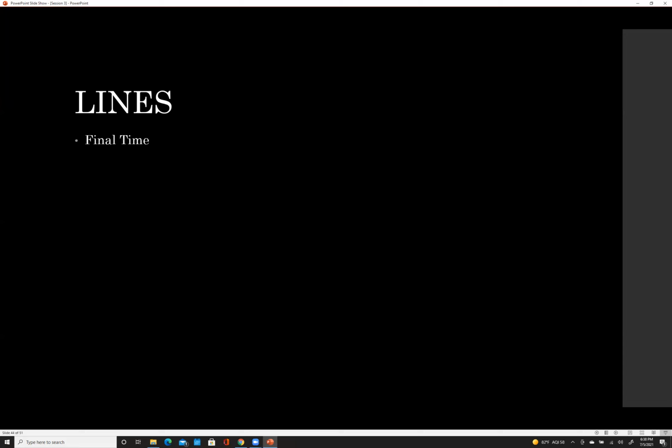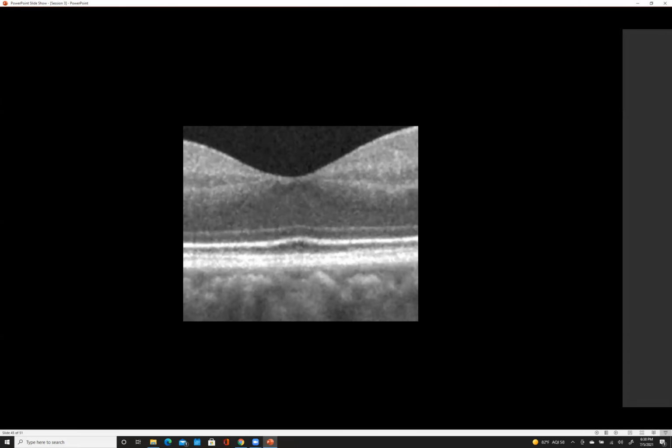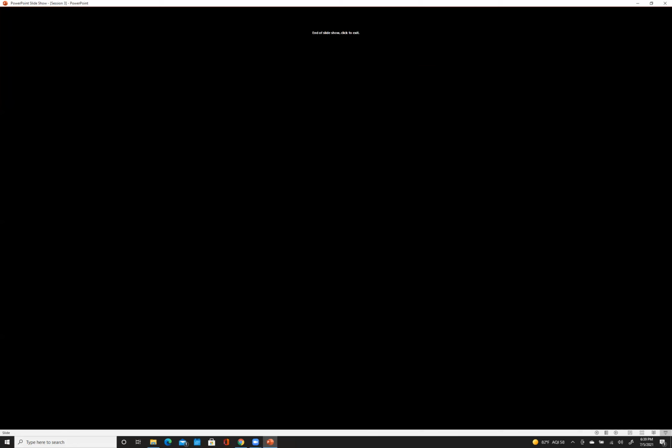Perfect. Okay, final time. Yeah, let's do it. Now you're just going to tell me what the layers are. Okay. So starting with the ELM, the external limiting membrane, and the ellipsoid layer, and the internal limiting membrane, and the outer segment of the photoreceptors, the interdigitation layer, the myoid layer, the RPE Bruch's complex. You got it, man. That's it. You did really well.